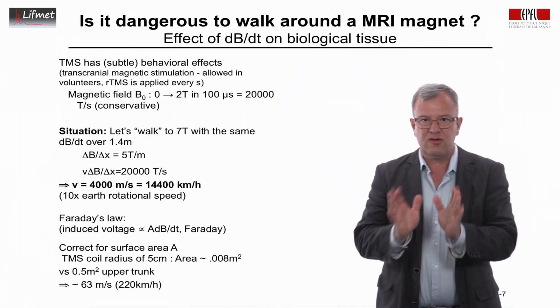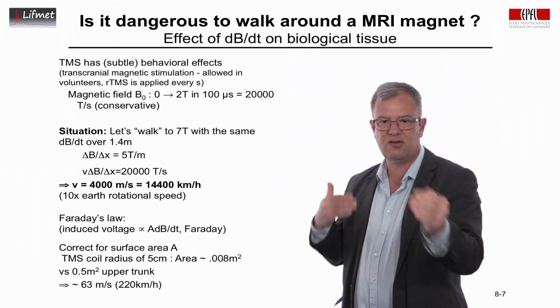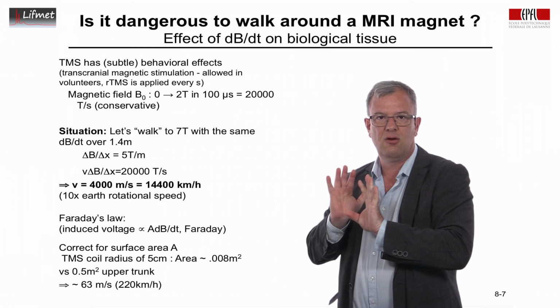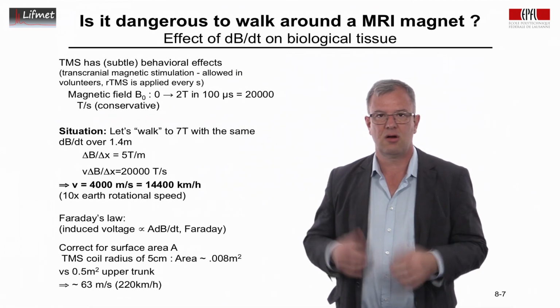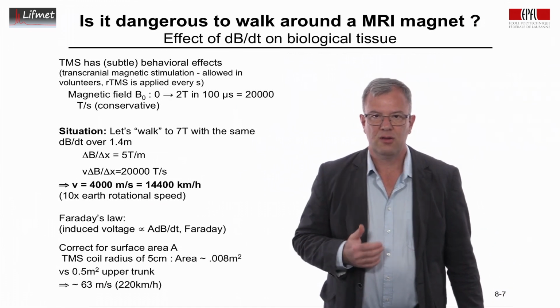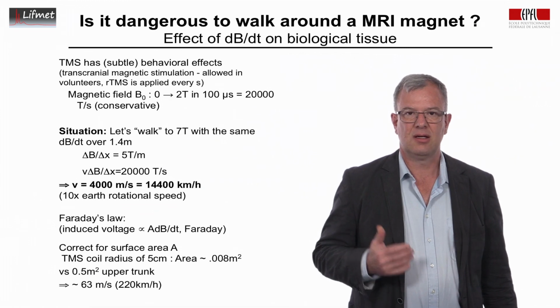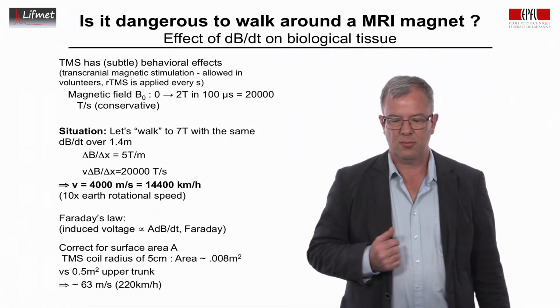So if we run towards the magnet and go from 0 to 7 Tesla over a distance of 1.4 meters, we are going to be exposed in the upper trunk to voltages that correspond to those that we are exposed to in the brain with TMS at 220 kilometers per hour.